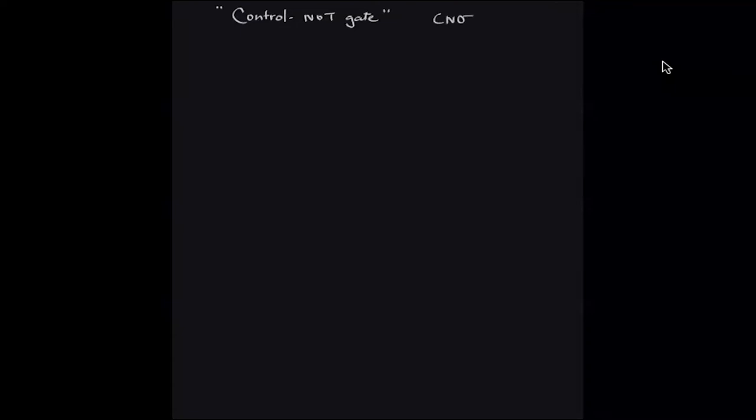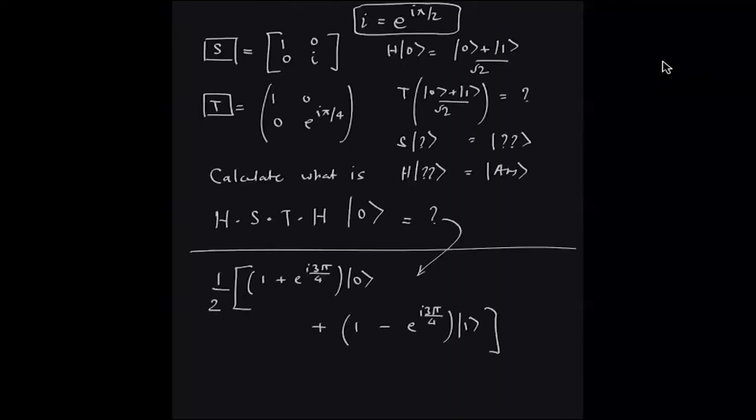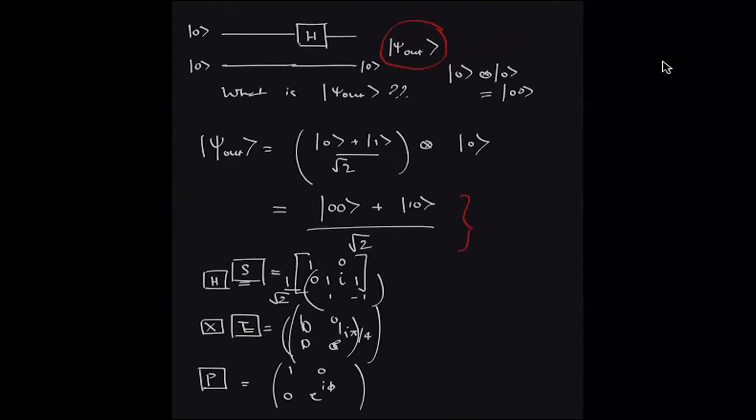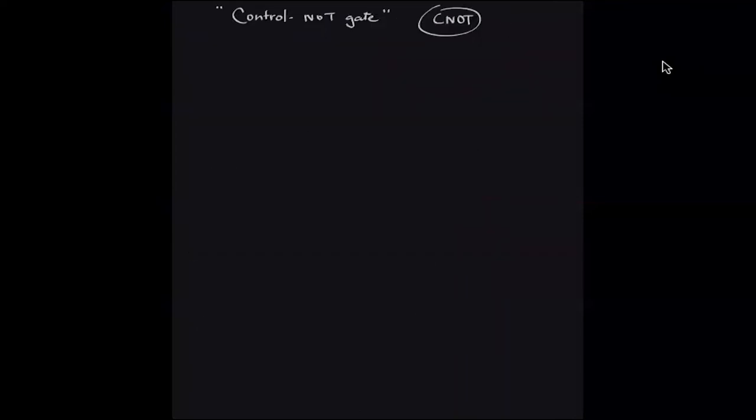Also known as the CNOT gate. But I didn't tell you the representation of this gate. The representation of H, S, T gates is very simple: you just make a box with whatever letter it starts with inside. The representation of the CNOT gate is a little different. It's something like this: a solid blob, then a line, and then a plus. So this is a CNOT gate.